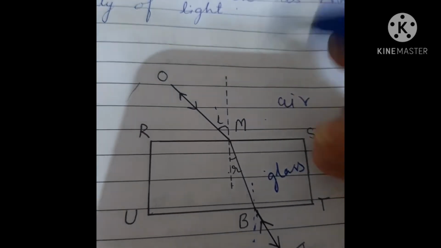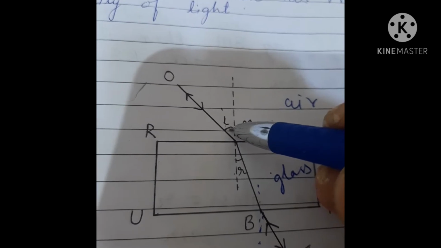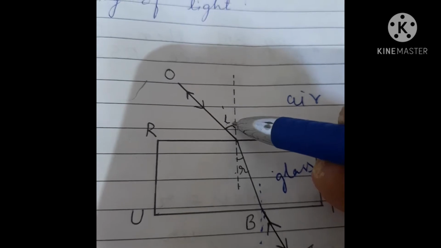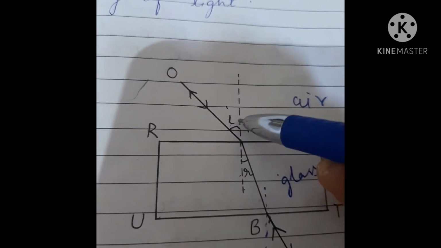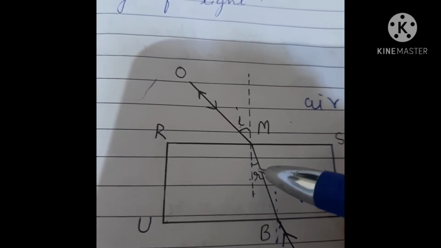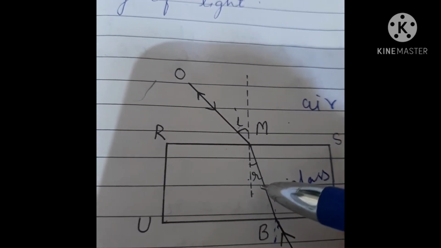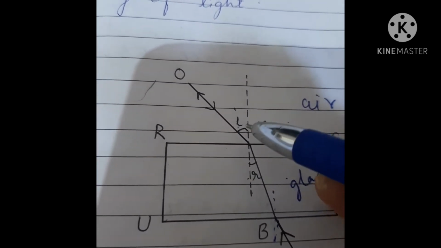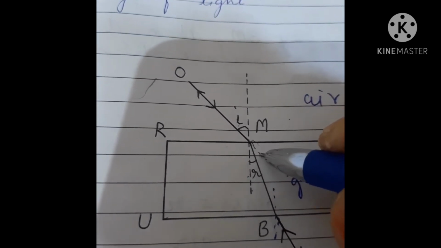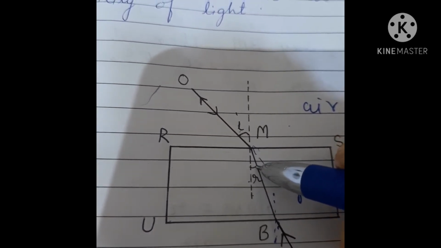When we draw the normal, what is this? Angle of refraction. Sorry, angle of incidence. Means the angle made by the incident ray with the normal is the angle of incidence. So this is the angle of incidence. Now when it moves from air to glass, means moving from a rarer medium to a denser medium, what will happen? The light ray will bend towards the normal. It is not moving on the original path. It is bending towards the normal. So this is the angle of refraction.